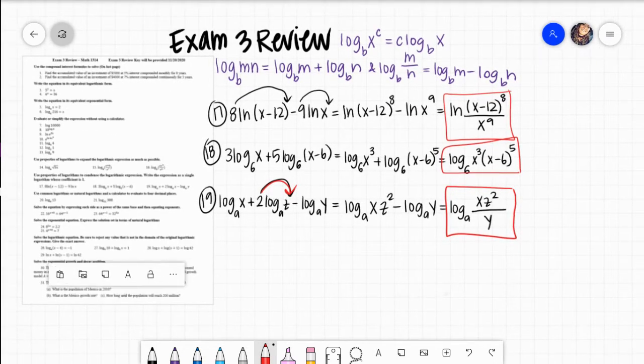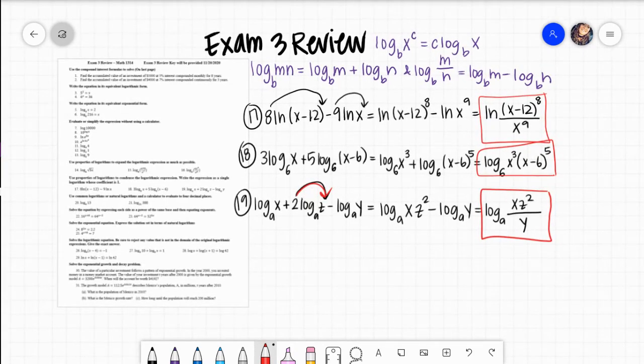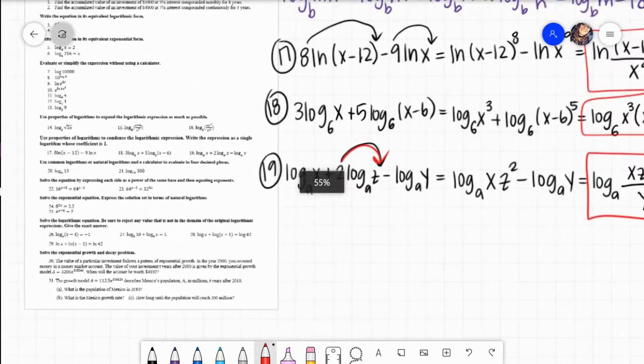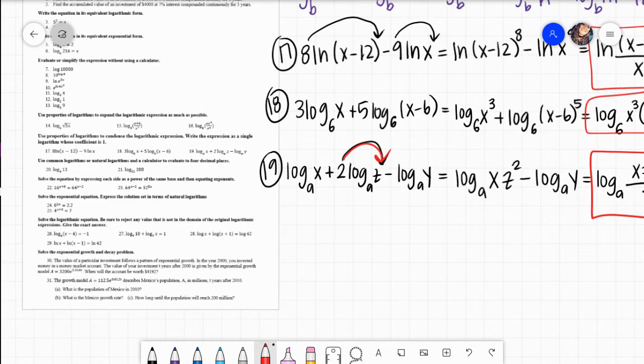The directions also say to write the expression as a single logarithm whose coefficient is 1. So all of these coefficients are 1, and it's just one logarithm, one natural log, not multiple. I will go ahead and do 20 and 21. The directions are different, but they're short and easy, so we'll just get these knocked out.